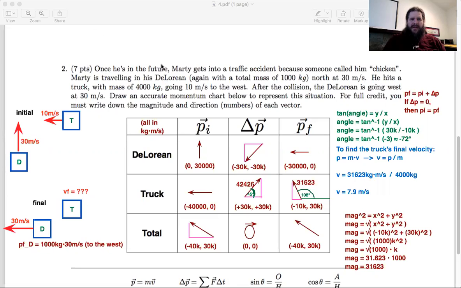So if we wanted to draw that out, we would just draw in this direction 7.9 meters per second. The final velocity of the truck, 7.9 meters per second at an angle of 108 degrees with the positive x-axis, or 72 degrees north of west. Any other questions on that?